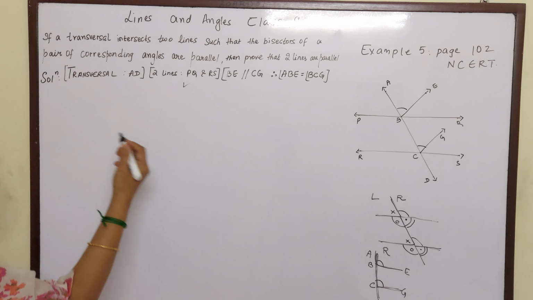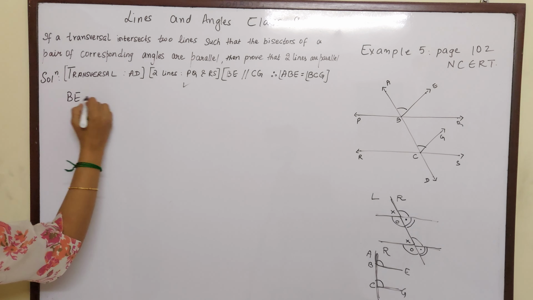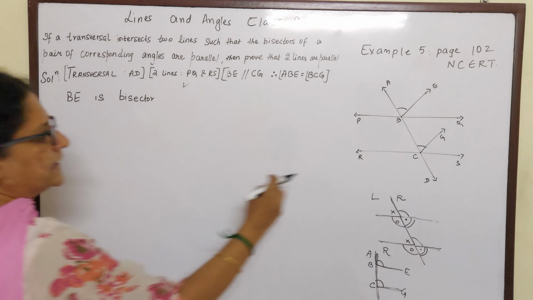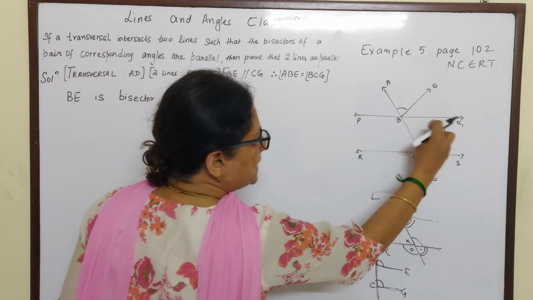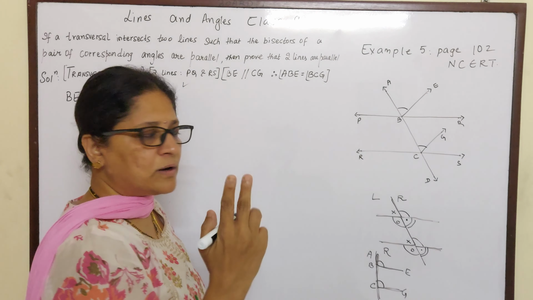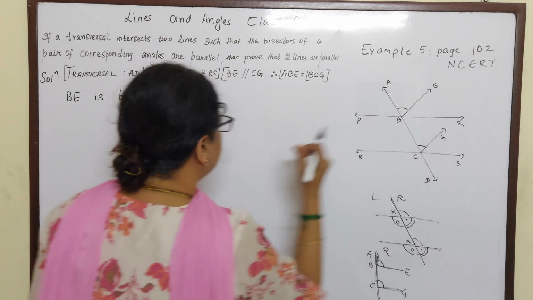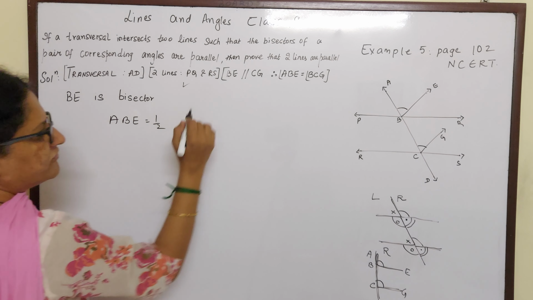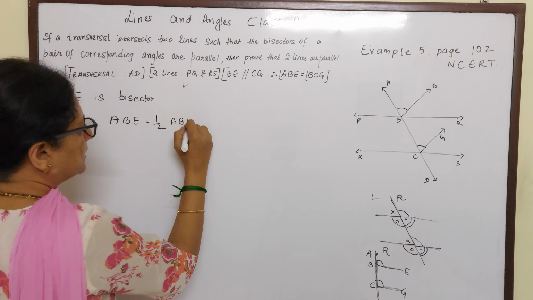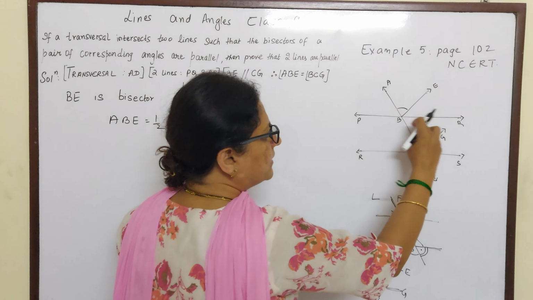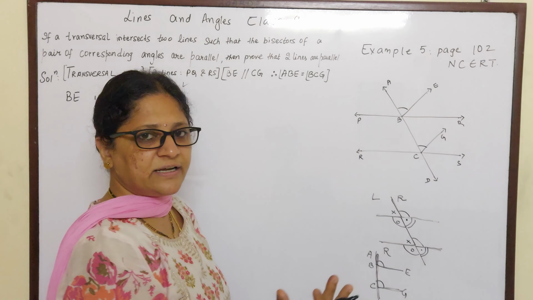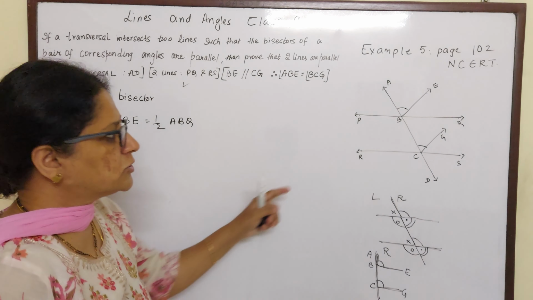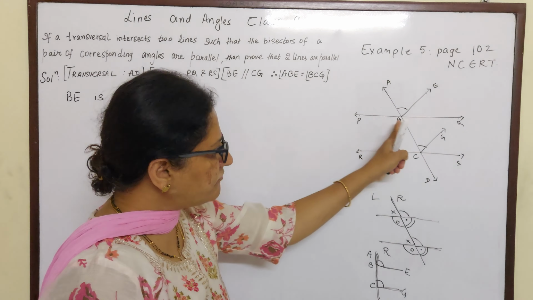Let us write down. Now as BE is the bisector, what happens children? It is cutting ABQ into two equal halves. So ABE is the small angle and it is half of ABQ. That means whatever is the angle of ABQ, let us suppose it is 70 degrees. So this BE is cutting it into 35, right? So ABE is half of ABQ.